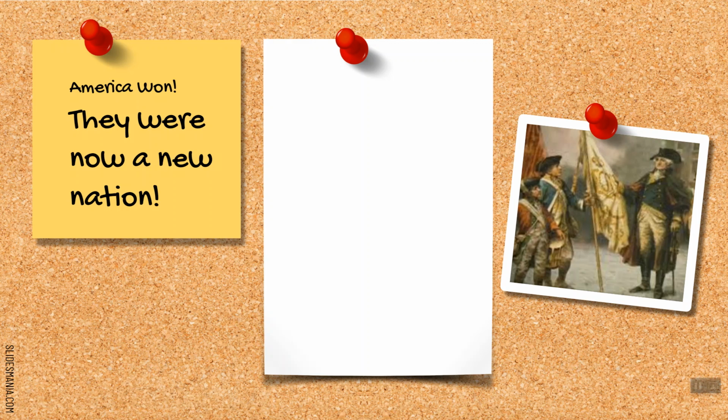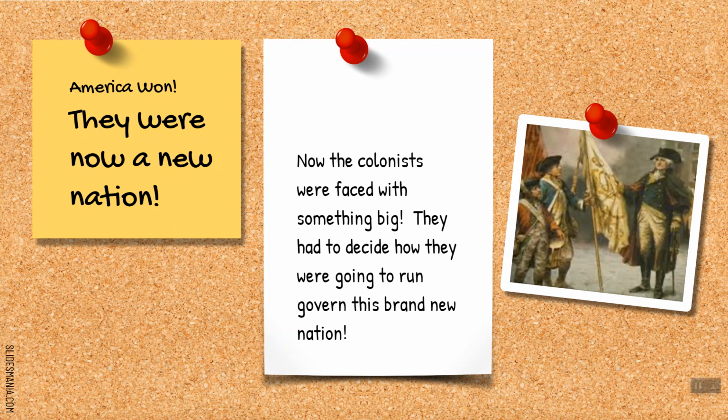So backing up a little bit, we ended at Yorktown in the American Revolution, and that pretty much ended the American Revolutionary War. So America won. We were now independent from Great Britain. We were a new nation. But that wasn't the end of things. We didn't just move on. Now the colonists were faced with something big. They had to decide how they were going to run the government of this brand new nation.